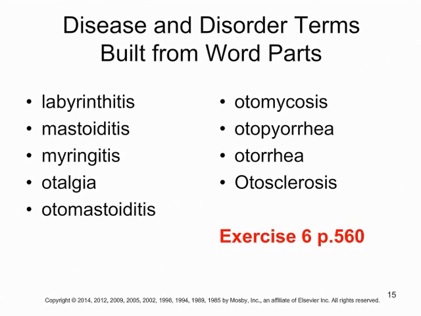So we can have labyrinthitis, which would be generally inflammation of the labyrinth or inner ear. Mastoiditis, which would be inflammation of that mastoid bone. It sounds a little weird, but yes, bones can become inflamed as well. Myringitis would be inflammation of your tympanic membrane or eardrum.